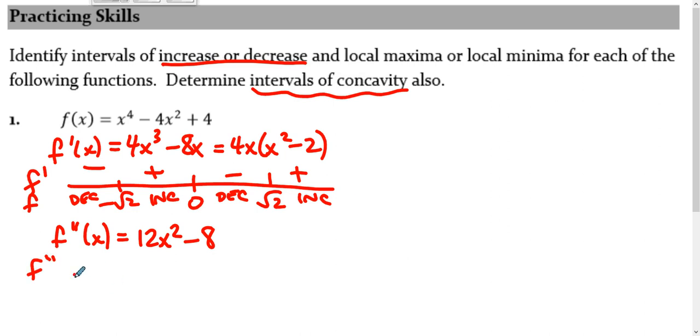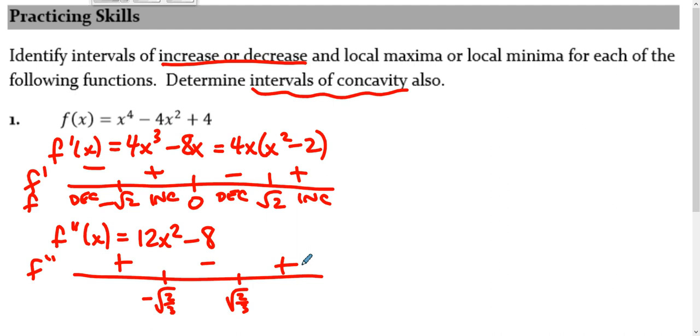Now for concavity. There are two numbers that make f double prime 0. One is the square root of 2/3, and the other is the negative of the square root of 2/3. This is a happy parabola, so it does this thing. And so if f double prime is positive, f is concave up. If f double prime is negative, f is concave down.